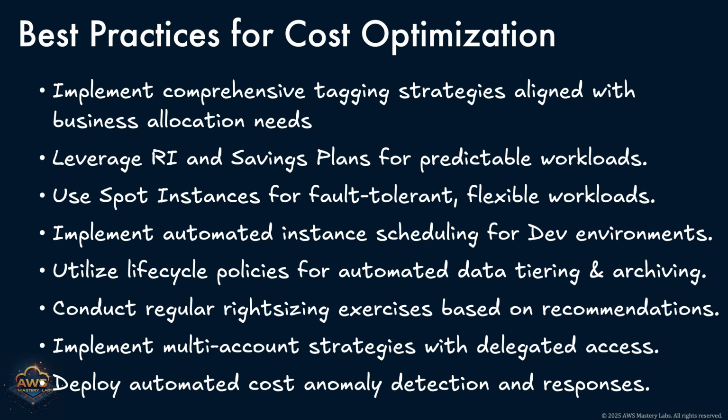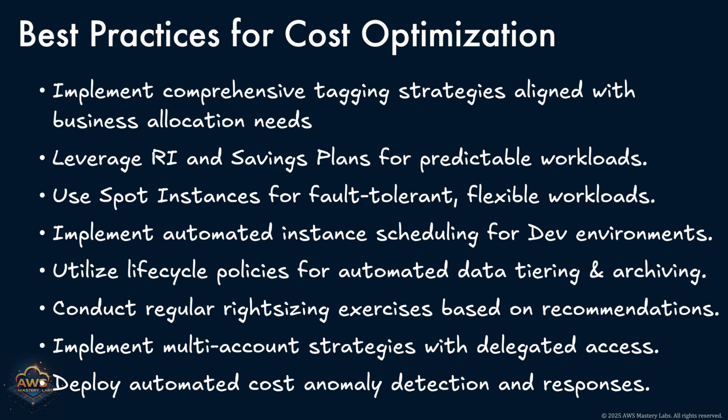Another simple yet impactful strategy is automated instance scheduling. For example, you can automatically shut down development and test environments outside business hours, reducing unnecessary runtime costs without affecting productivity. For storage, adopt lifecycle policies that automatically move data to lower-cost storage tiers or archive it when it's no longer frequently accessed. This helps optimize your spend while keeping your data available when needed.